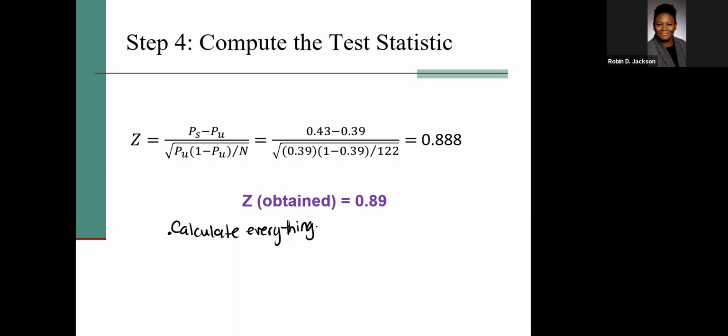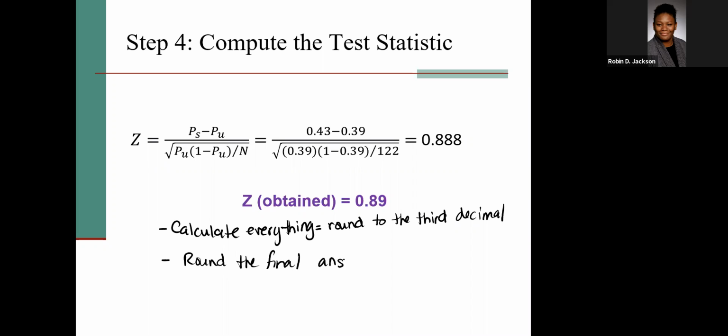When you're calculating everything, so when you're doing the calculations, round to the third decimal. Then, when you get to the final answer, round the final answer to the second decimal place.